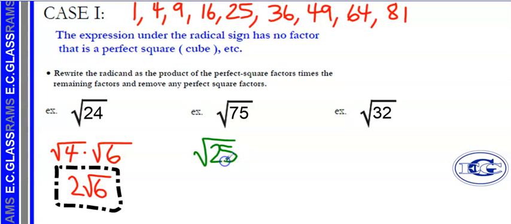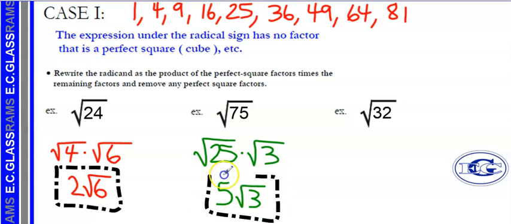So 25 is the largest perfect square. Well, 25 goes into 75 3 times. So there's our two radicals split apart. And we know that the square root of 25 is just equal to 5 because that's our perfect square. And then the square root of 3 stays the same. And therefore, this is our final answer.